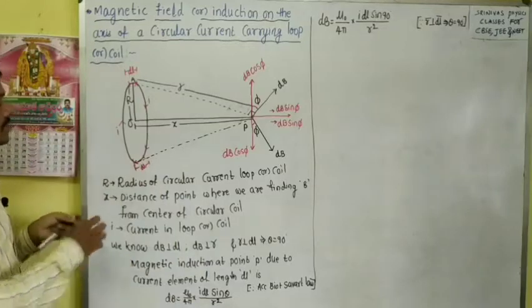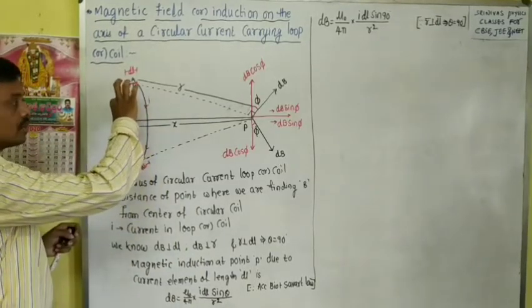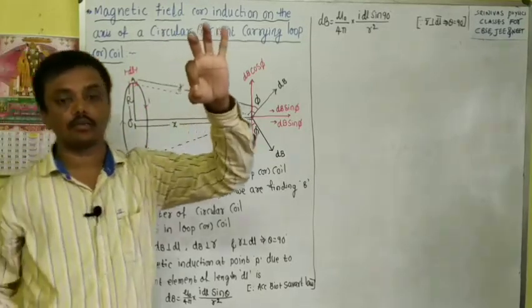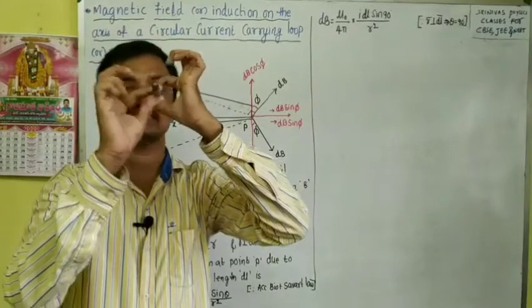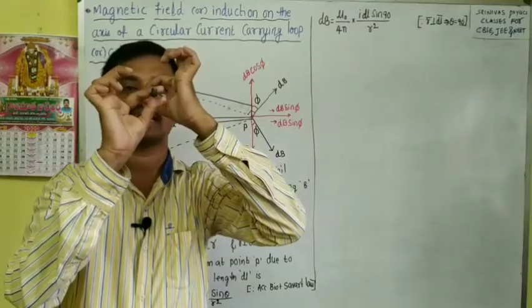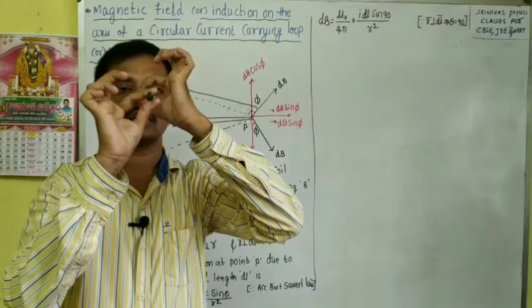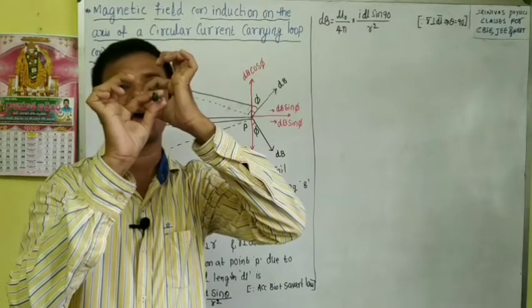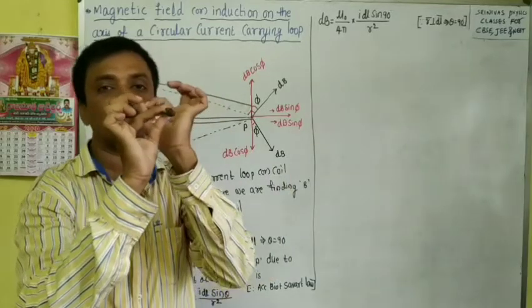Let us see a circular current carrying loop. This is a circular current carrying loop, and its axis is this one. This line, the pen, is the axis of the circular current carrying loop. On the axis, at a certain point, here I want to find out the magnetic induction.